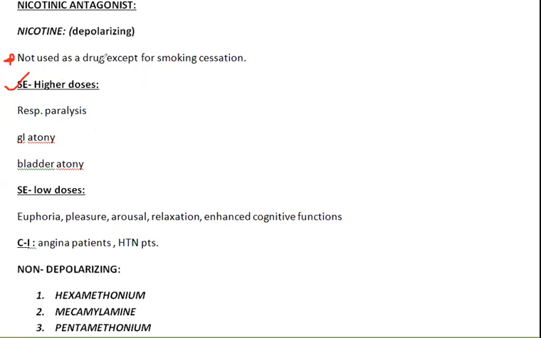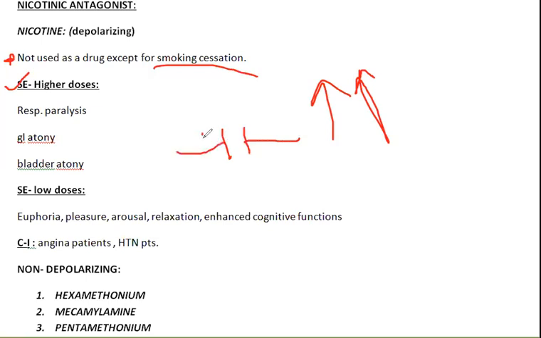Nicotine is not used as a drug except for smoking cessation. Nicotine is present in our cigarettes, but we also use it for smoking cessation purposes. The mechanism is the same. At first, when you prescribe nicotine to the patient, it will do the same things as a cigarette. But because it remains bound to that receptor for a long period of time, the receptor becomes desensitized, and then you have the opposite of what a cigarette does, and it helps you leave the cigarette. So it also helps in smoking cessation, like stopping smoking.